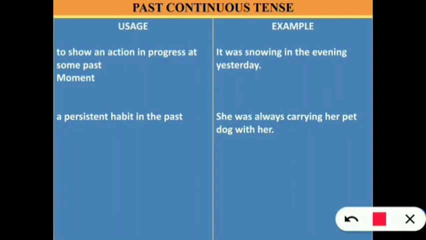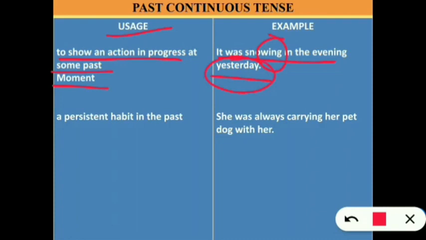Let's see past continuous tense uses. To show an action in progress at some past moment, like it was snowing in the evening yesterday. It was snowing, ing form, yesterday shows it's past.